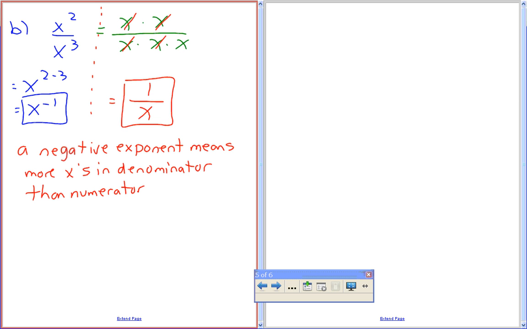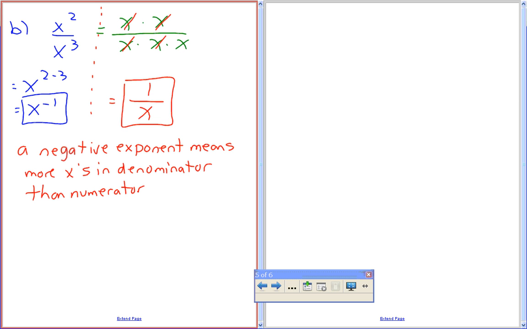Right, so x squared is just x times x, x cubed is x times x times x. Get rid of 2 x's from the numerator and 2 x's from the denominator, and I'm left with an x in the denominator. And then there's nothing in the numerator, so it's just 1. Okay, so just 1 over x. Either one's okay. If I get one like this, either one's okay.